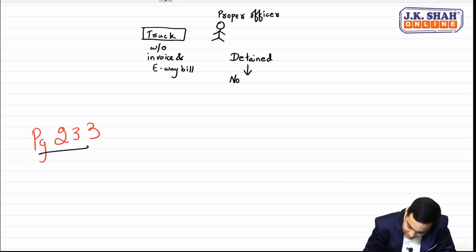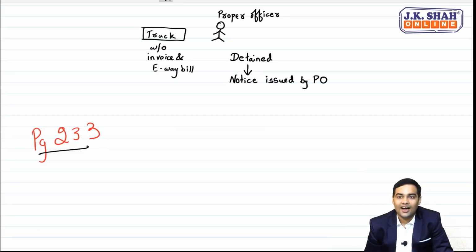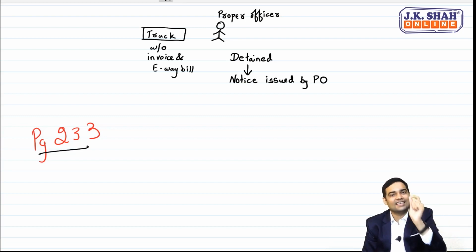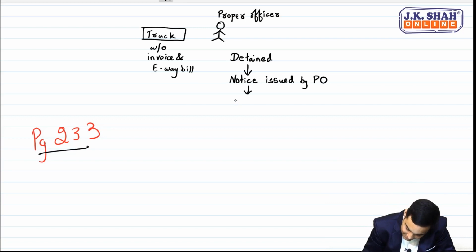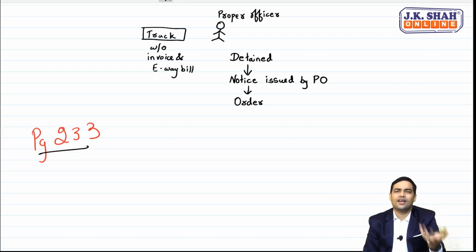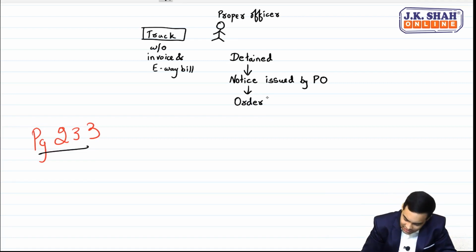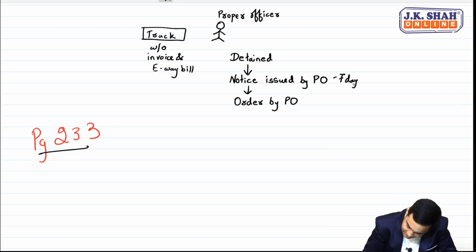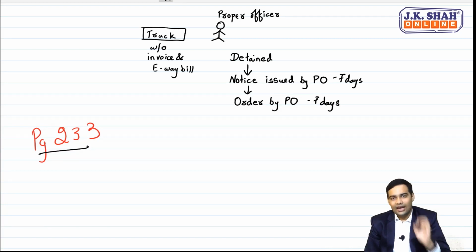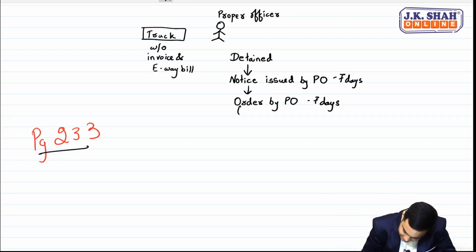The moment it is detained, thereafter a notice will be issued. Who will issue, sir? Proper officer. You get 7 days time to reply. If you don't reply or your reply is not satisfactory or he has released the goods, in all cases order will be passed by proper officer. So notice time 7 days, order has to be passed within 7 days. Fine, sir. Now what will this order contain? This is an order for payment of penalty. Sir, what if I don't pay the penalty?